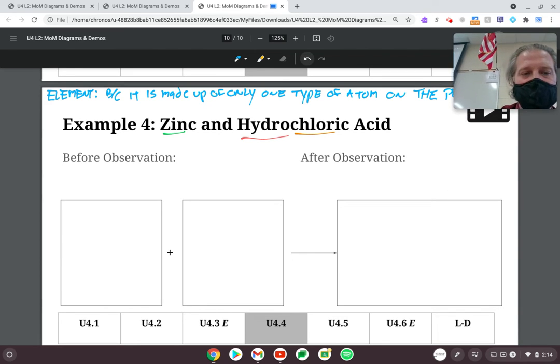Okay, now I'm going to represent zinc as a square. And so I'm going to draw some zinc in the bottom here.